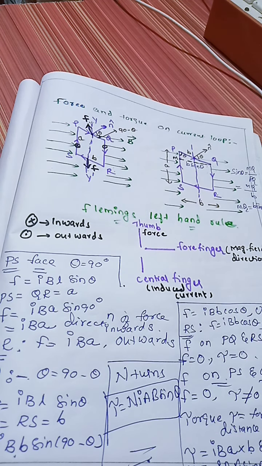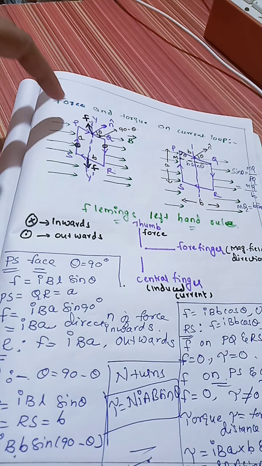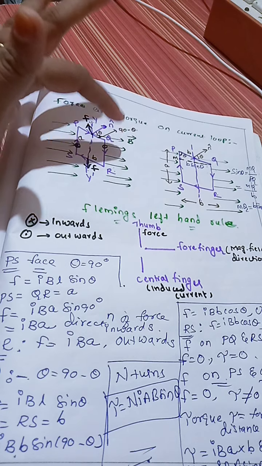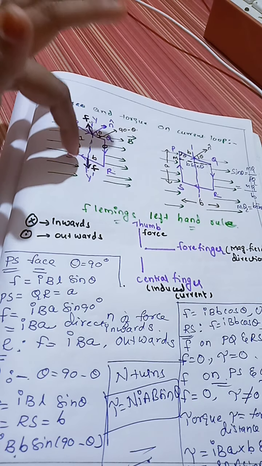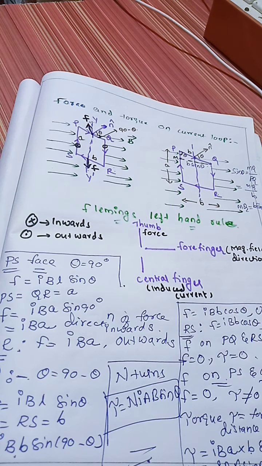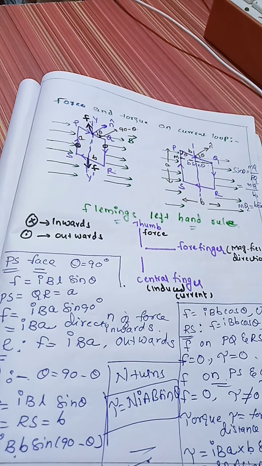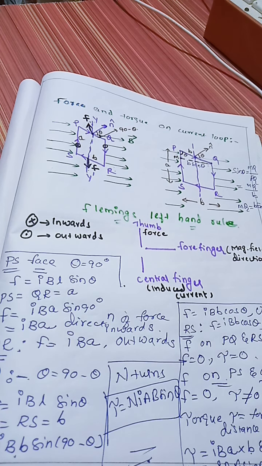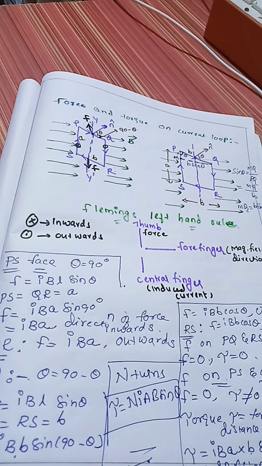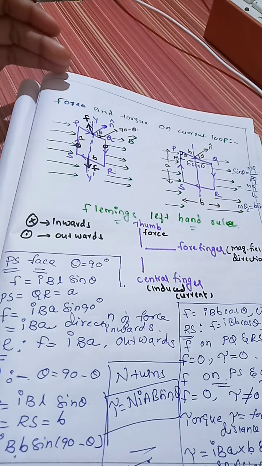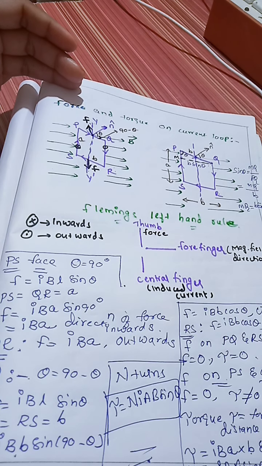PQRS, in which current I is flowing from P to Q, Q to R, R to S and S to P. Okay. Now here we have to find the force as well as torque acting on this current loop.